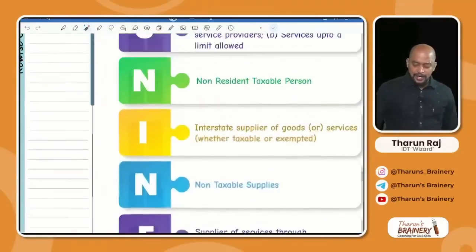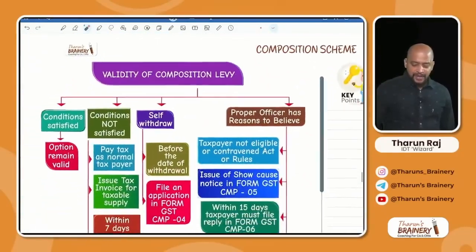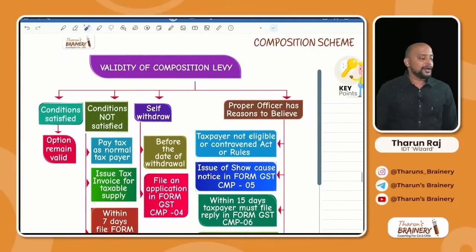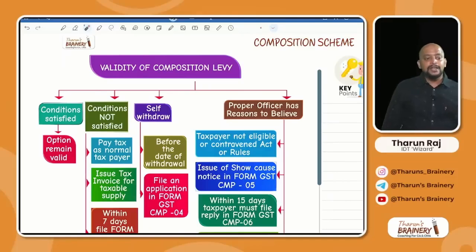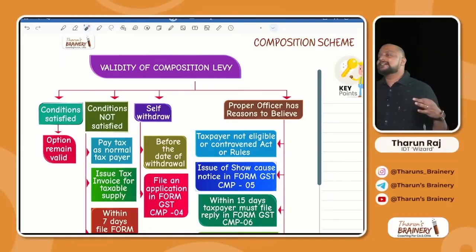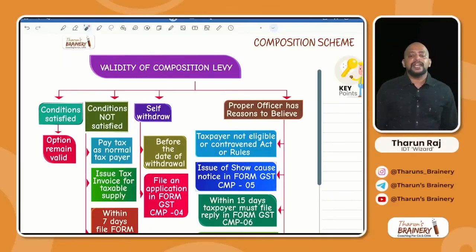Then next, this already we discussed. Composition scheme under 10.1 not applicable. Look into the next, validity of composition scheme. If all the conditions are satisfied, composition scheme remains valid and you can continue in the composition scheme. No need to intimate every year that you want to go for composition scheme. So if all the conditions are satisfied, option remains valid.